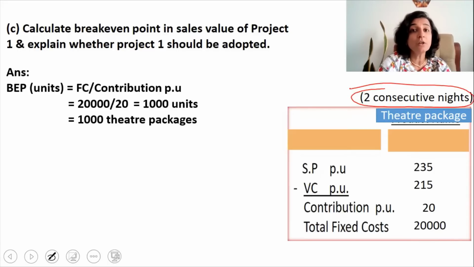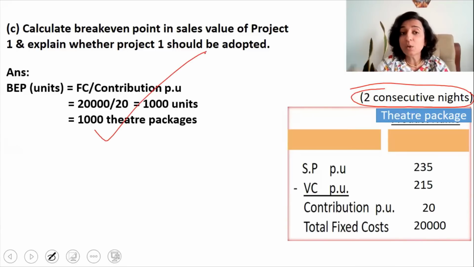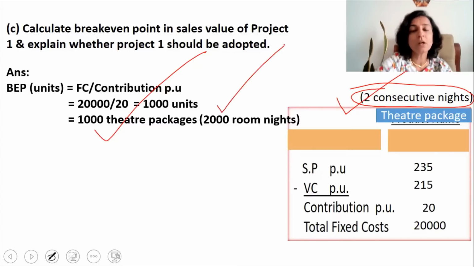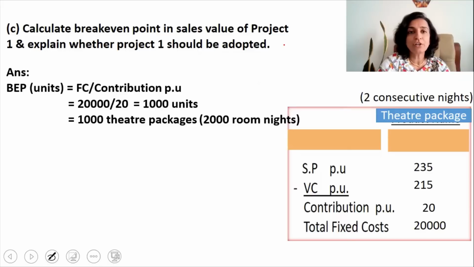So if you convert it into room nights, then 1,000 theater packages is equivalent to 2,000 room nights. Why 2,000 room nights? Because each theater package comprises 2 consecutive nights. So 1,000 into 2, that is how I got 2,000 room nights. Now, we got the break-even point in units, but they have asked for the break-even point in sales value, which means that we have to convert it into dollars.